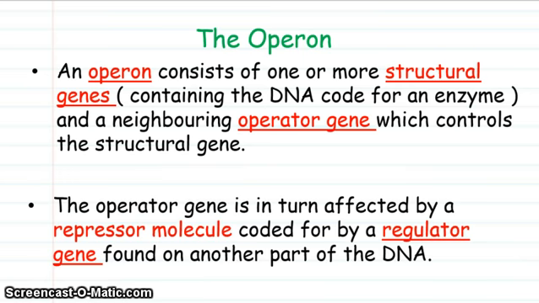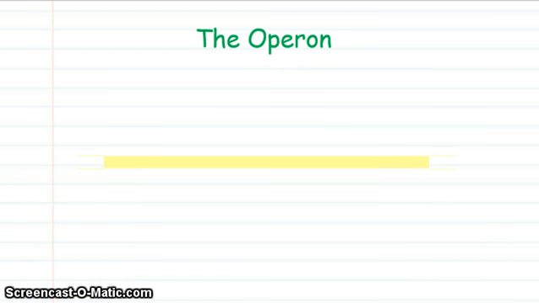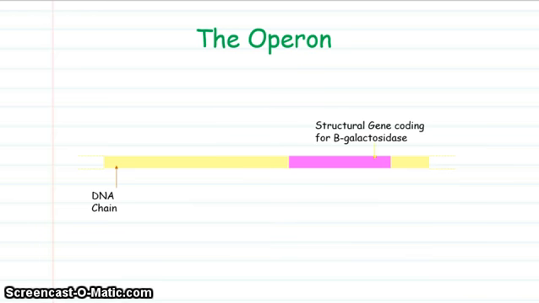There is also, related to this, a regulator gene which produces what's called a repressor molecule, and that plays its part in the induction of the beta-galactosidase enzyme, as you will now see. So here's the DNA chain associated with the enzyme. There's the actual gene that codes for the structure, the actual enzyme itself, and there's the operator gene right next to it. Somewhere else along the DNA strand is the regulator gene, and that produces the repressor molecule.